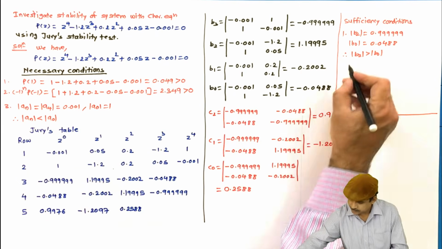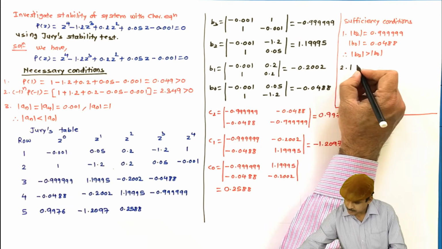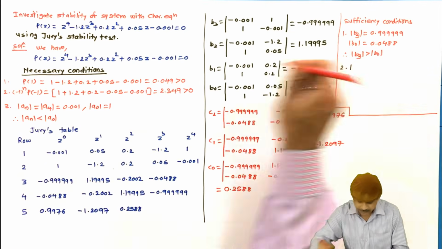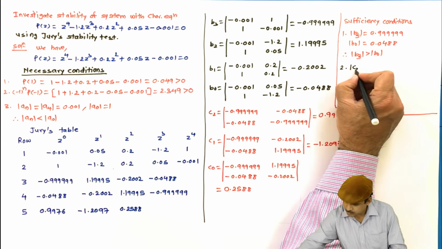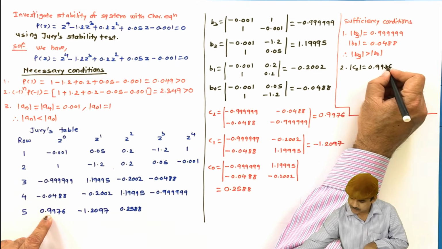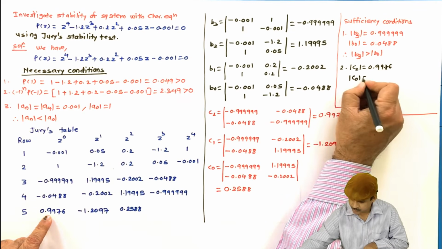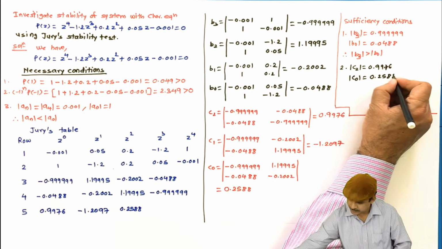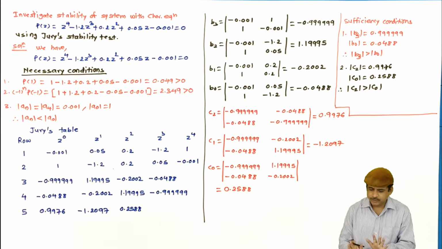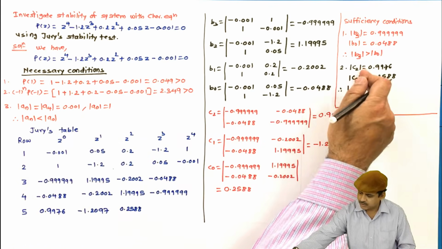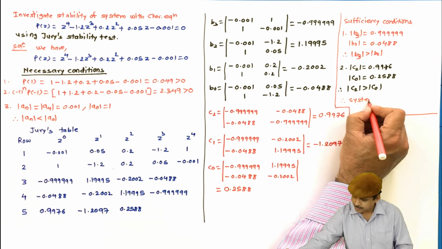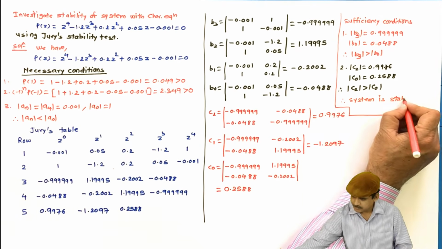And then the second condition. Modulus of C2, this one is 0.9976 and modulus of C0 is 0.2588. So modulus of C2 is greater than modulus of C0. And now you look at this. These three conditions are satisfied. These two are also satisfied. So the system is stable.